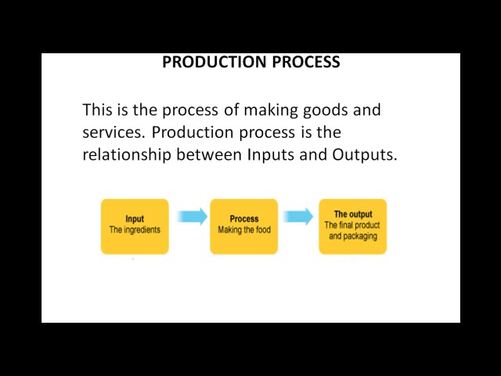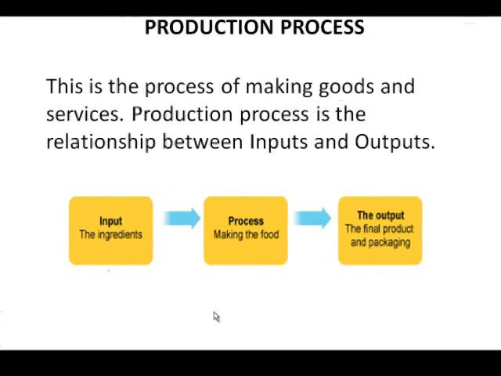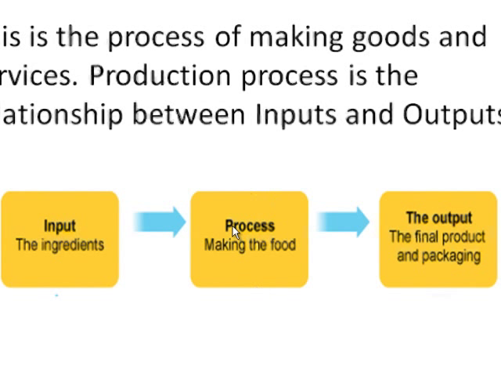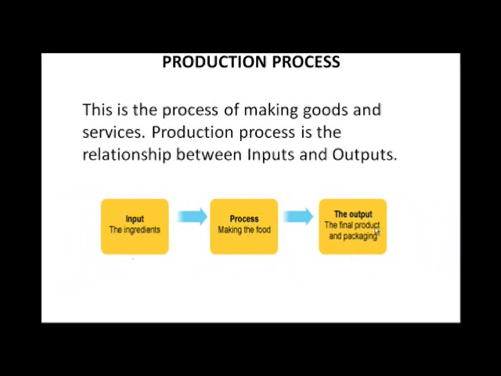So far as production process is concerned, this is the process of making goods and services. Production process is the relationship between inputs and output. If you see this diagram, this is the production process of making food. So inputs are the ingredients that we use, and output is the food which we are making. So the production process is a technical relationship between input and output. Input means factors of production, the resources, land, labor, capital, and enterprise, and output means goods and services.